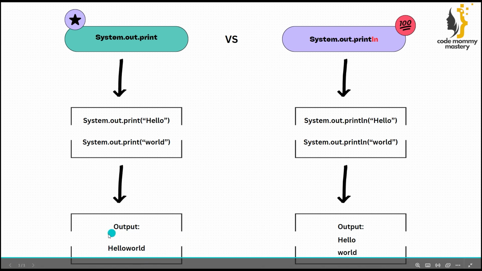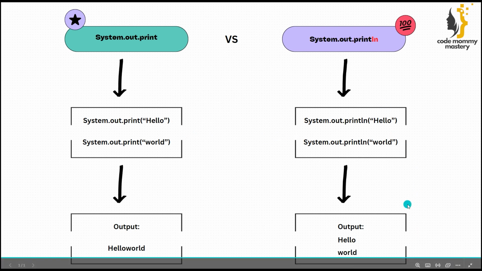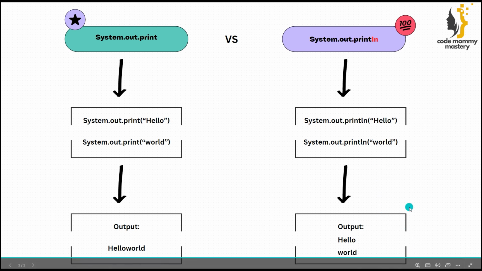Now, let's check System.out.println. ln stands for line. So, whatever prints after that goes to the next line. This method is similar to System.out.print, but it adds a new line character at the end. It moves the cursor to the next line after printing the specified text. This is useful when you want the next output to appear on a new line. If we want to print the same example, hello and world, with System.out.println, world will be printed on the next line.